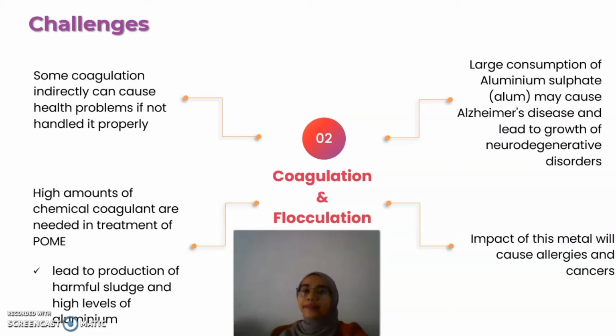These impacts of the metals, in the form of allergies, tumors, and cancer, have been reported by other journals.